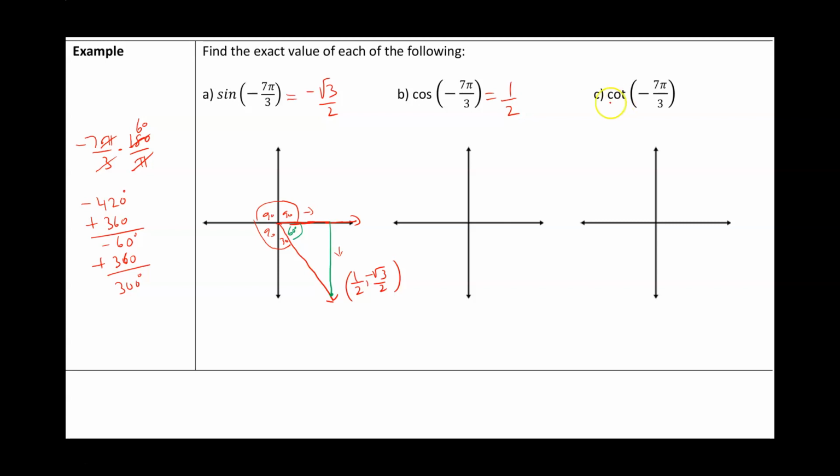And then I don't want tangent, I want cotangent. So first I want to find tangent. Tangent of negative 7 pi over 3 is going to be the numerator of the y value, that's negative radical 3, divided by the numerator of the x value, which is 1. But I want the cotangent, so I'm going to flip that. So the cotangent of negative 7 pi over 3 is going to be negative 1 over radical 3. And then if I rationalize that, this gives me negative radical 3 over 3.